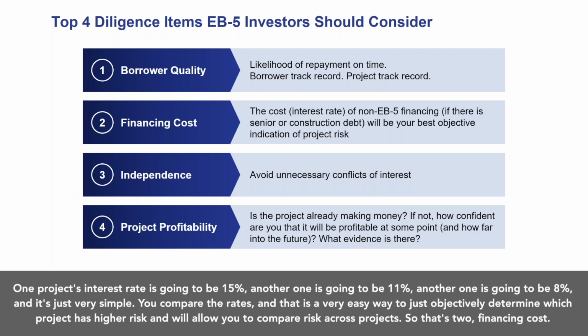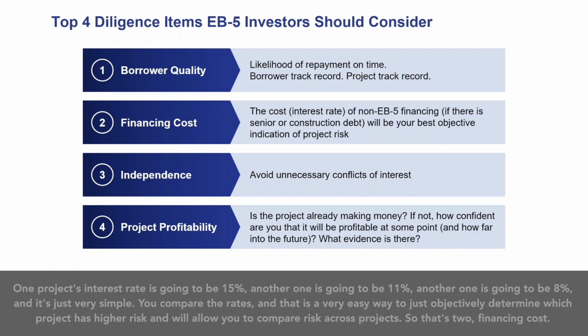One project's interest rate is going to be 15%, another one's going to be 11, another one's going to be 8, and it's just very simple. You compare the rates, and that is a very easy way to just objectively determine which project has higher risk and will allow you to compare risk across projects. So that's two, financing cost.